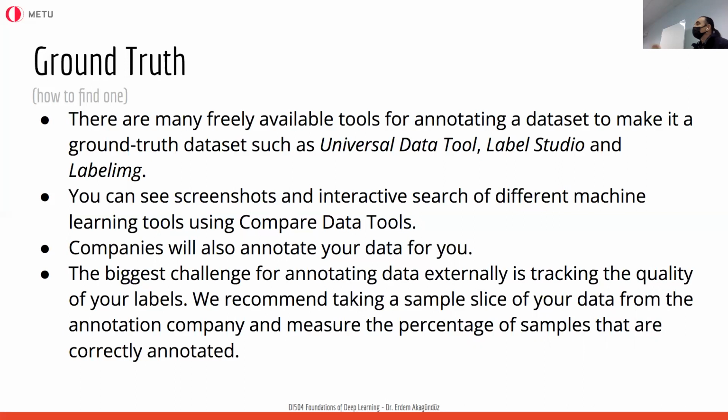Depending on the type of problem you're trying to solve, you will need the type of annotations that is compatible with that problem. This is important, since after deep learning, supervised learning became very powerful, and data annotation became a very important sector, a business type. Today, there are even companies in Turkey which survive by only doing data annotation.